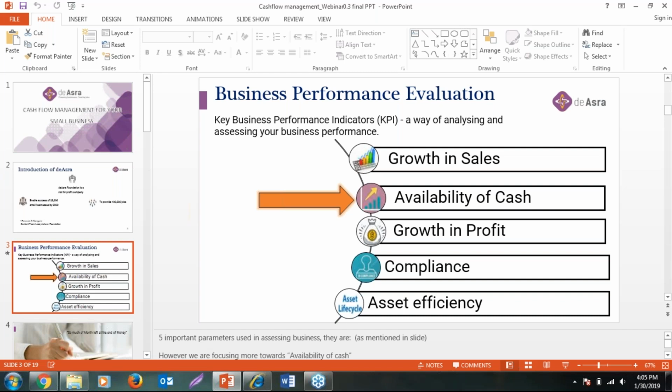To sum it up, all the KPIs tell you at what stage your business is. Is it increasing? Is it stagnant, or is it reducing? If it is reducing, then what is the problem area that has been identified?